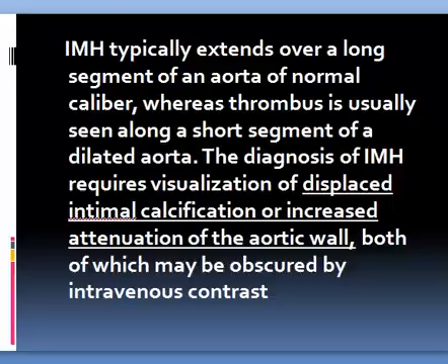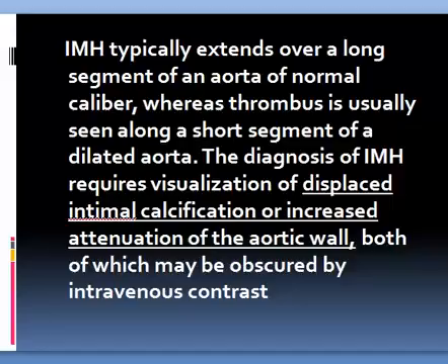Intramural hematoma typically extends over a long segment of an aorta of normal caliber, whereas a thrombus is usually seen along a short segment of a dilated aorta. So what is the difference between hemorrhage and thrombus? Thrombus is usually focal, while mural hemorrhage extends along a long segment.